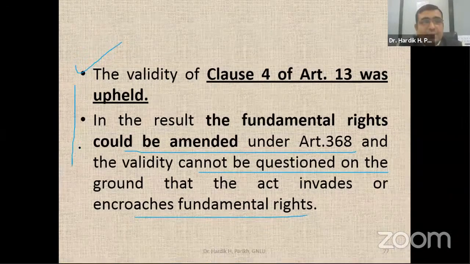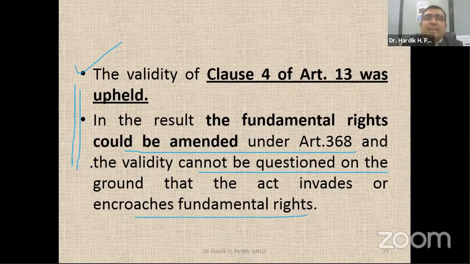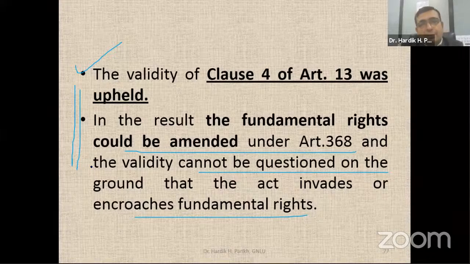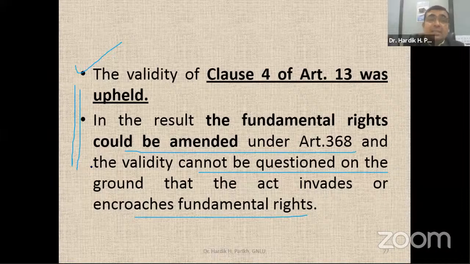So this judgment is the final version: in case of a normal law, you can always challenge it as unconstitutional, and you can challenge before the High Court or Supreme Court by way of a writ petition. But if it is a constitutional amendment, it shall be valid, and even though it takes away a fundamental right, it cannot be questioned.